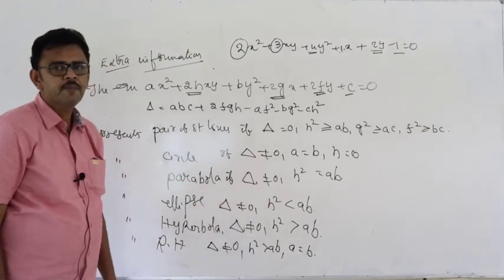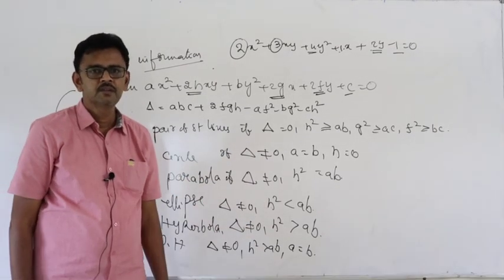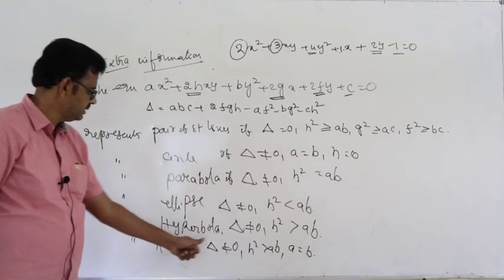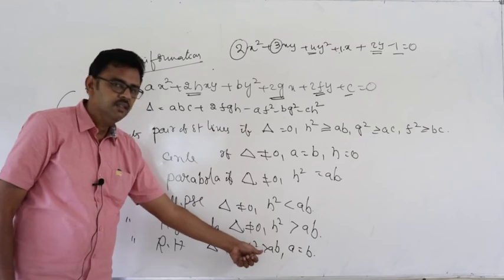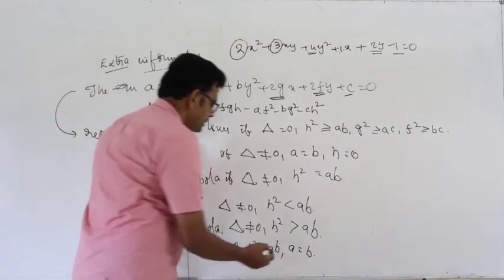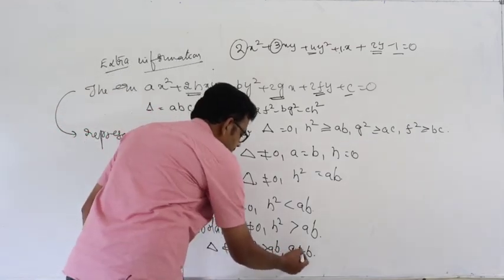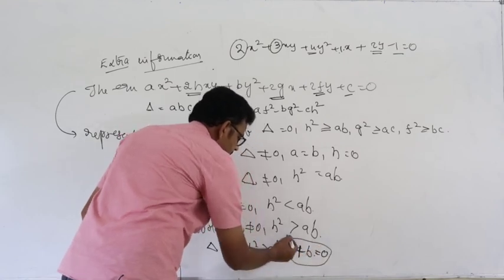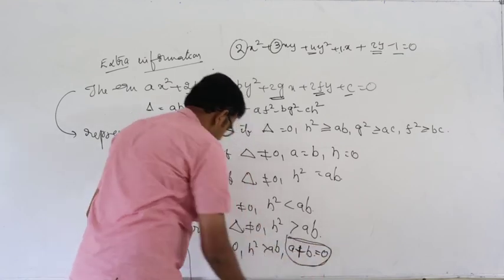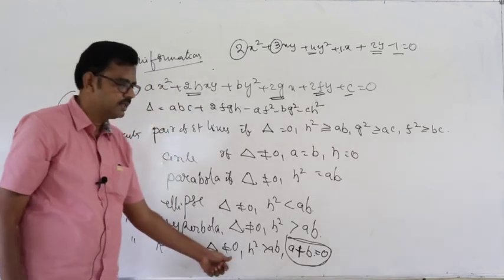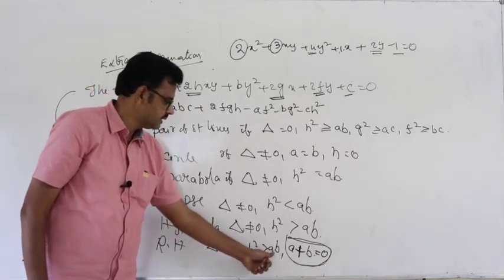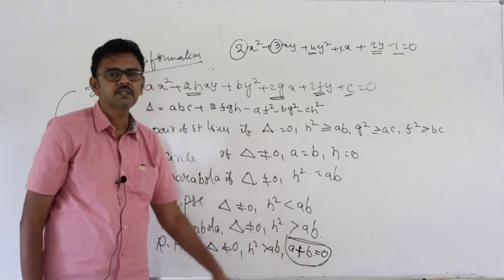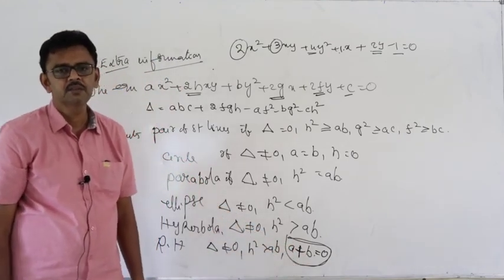Okay. A small change here. For a rectangular hyperbola, delta is not equal to 0, h square is greater than ab and a plus b equal to 0. Not a equal to b, a plus b equal to 0. Just a small correction. The equation represents a rectangular hyperbola. Okay. Thank you.